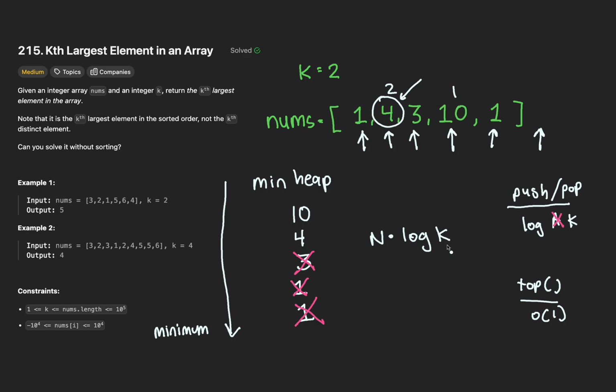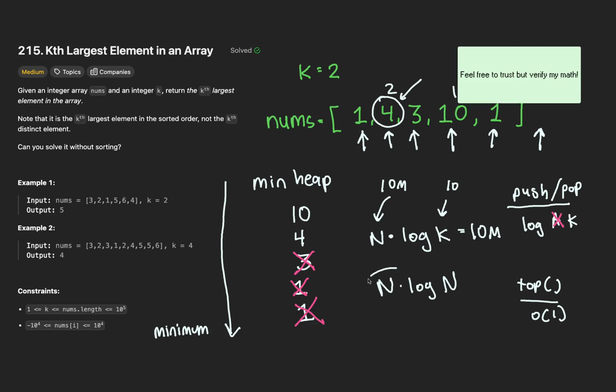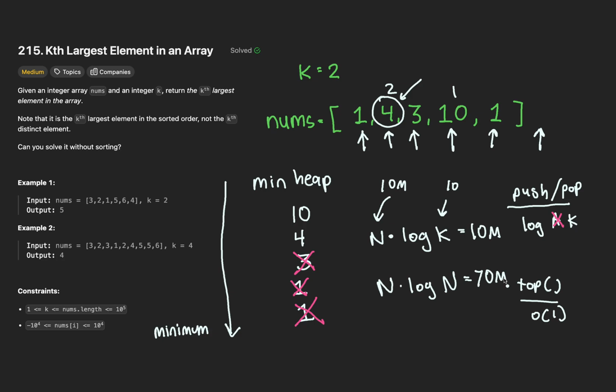Therefore, our overall runtime is n times log k. It may not seem like it, but n log k can be much faster than n log n if we were to use the inbuilt sort function. For example's sake, let's just say that n is 10 million and k is 10. If we plug those into this following equation, we would get an output of 10 million. But if we tried the same numbers with n log n, we would get 70 million. It's literally 7x. What a difference indeed.